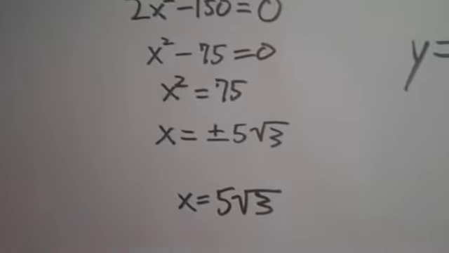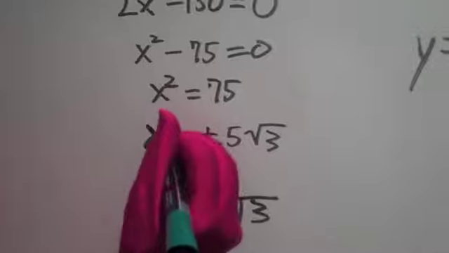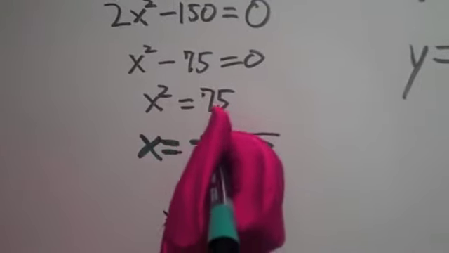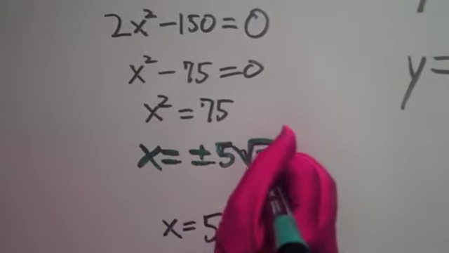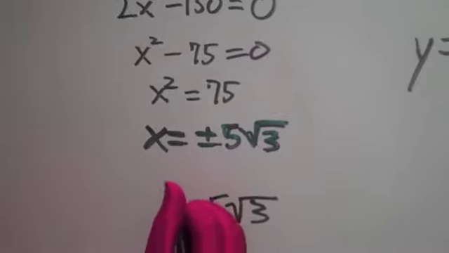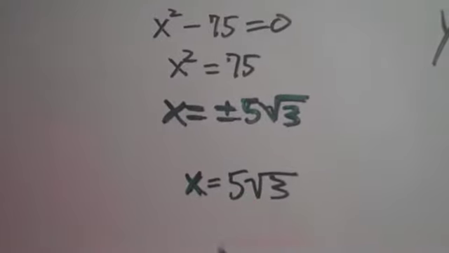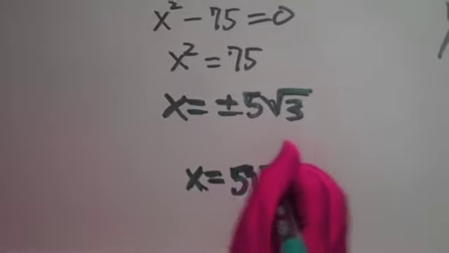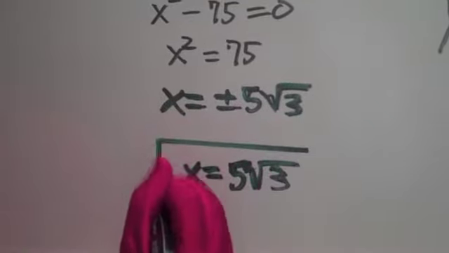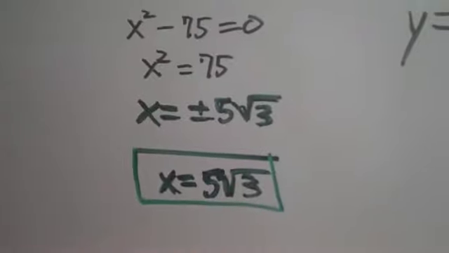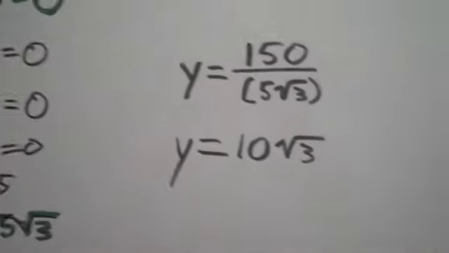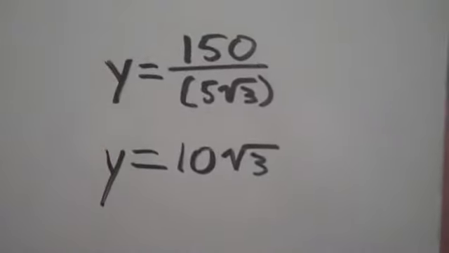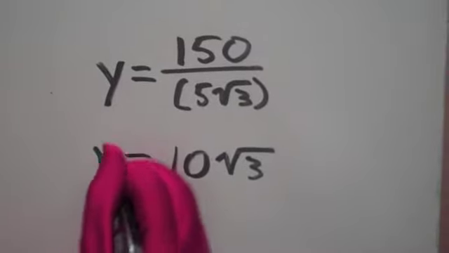Once you solve that out, you will end with x equals plus or minus 5 radical 3. However, the negative answer does not work in this example because we are working with distance. Therefore, the only plausible answer is x equals 5 radical 3. Plugging x back into the original equation, you get y equals 10 radical 3.